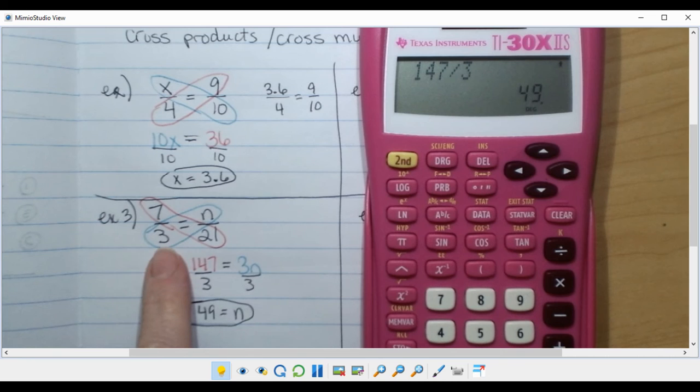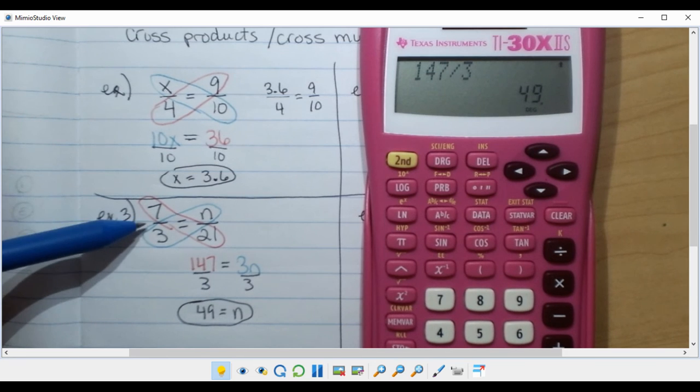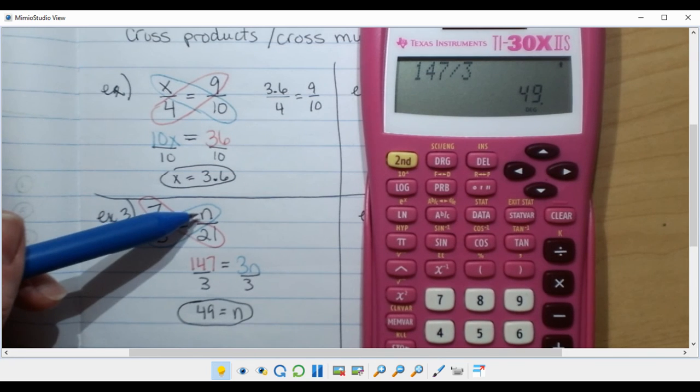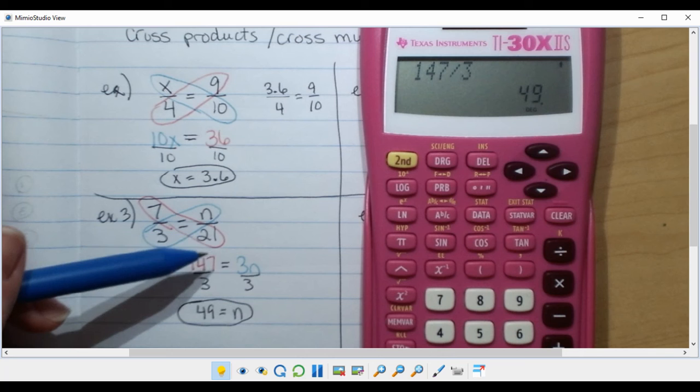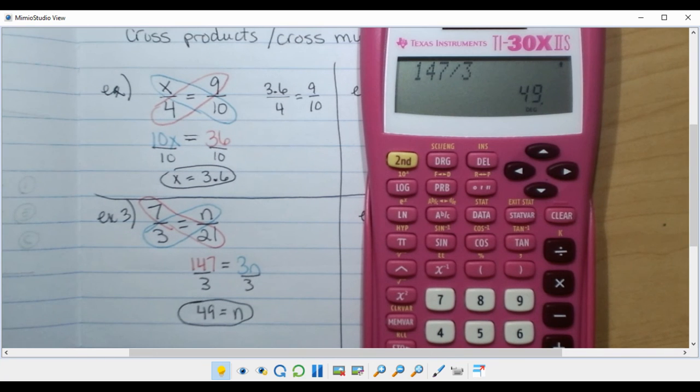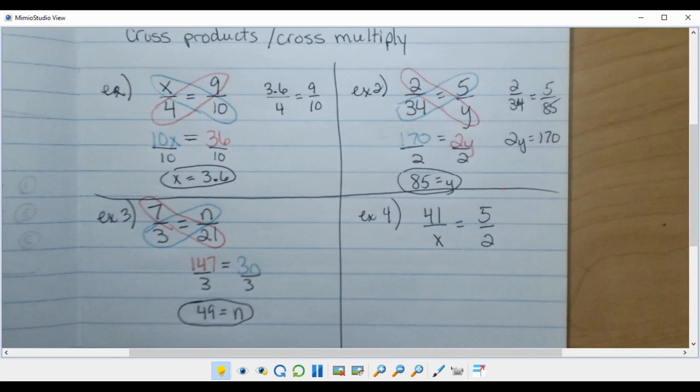Now, this is a case where I could have used equivalent fractions to solve, because 3 and 21 will play nicely together. So I could have done 3 times 7 and get 21, and then do 7 times 7 and get 49, the same answer. Here we've got an improper fraction. If I was to put the 49 in place of the n, I would still have an improper fraction. So I've got lots of ways of checking myself to make sure that what I'm doing is on the right path, right?